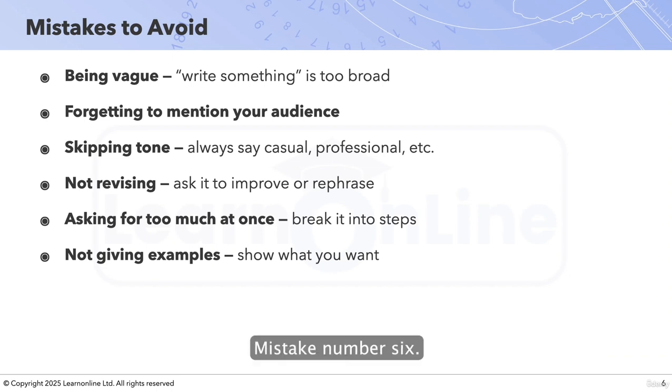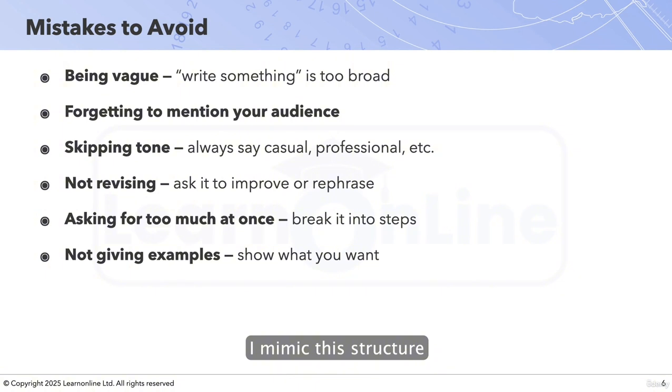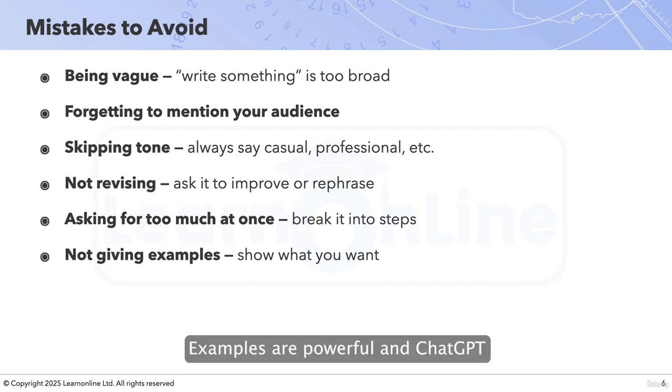Mistake number 6, not giving examples. If you want a specific writing style, structure, or format, give an example. Try, here's an example I like. Please write something similar. Mimic this structure, but with different content. Use the same tone and format as this paragraph. Examples are powerful, and ChatGPT learns from them instantly.